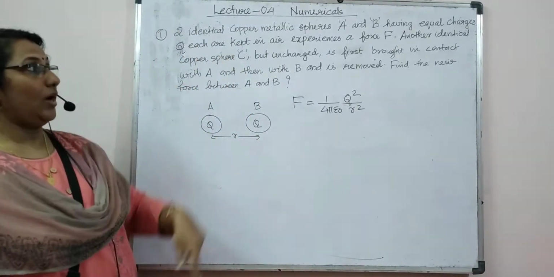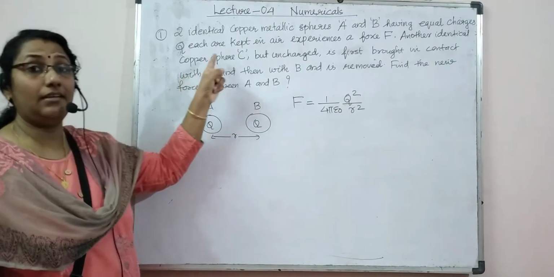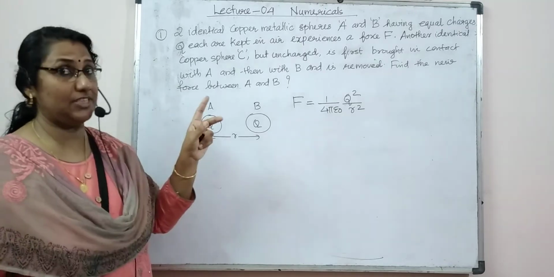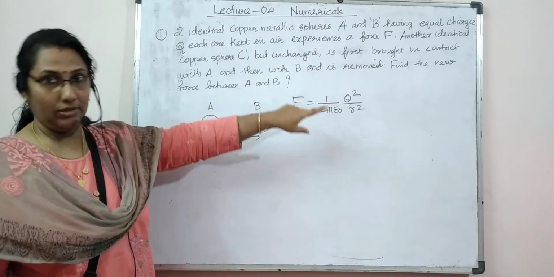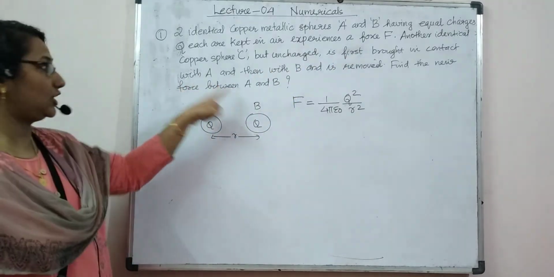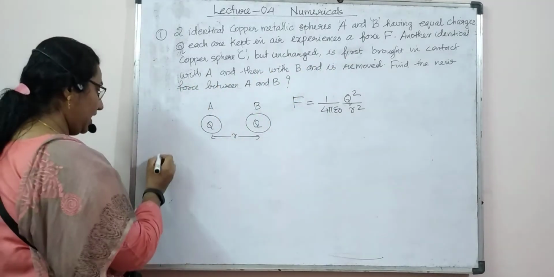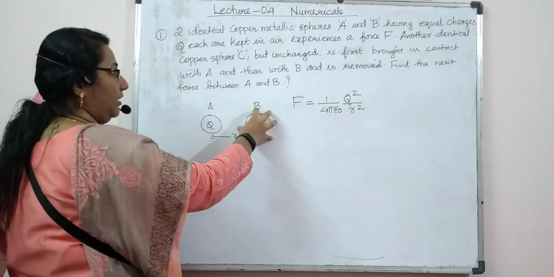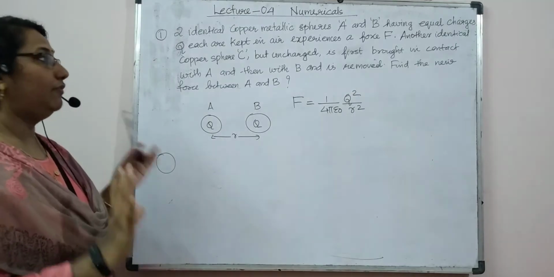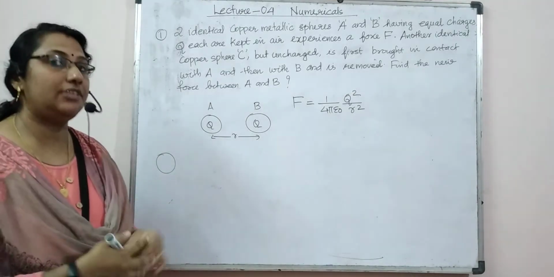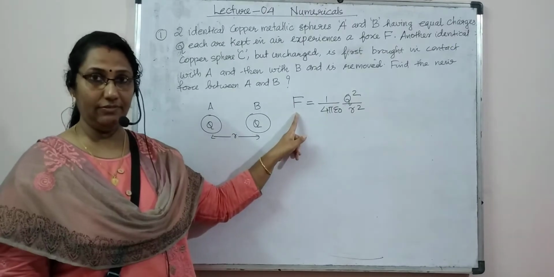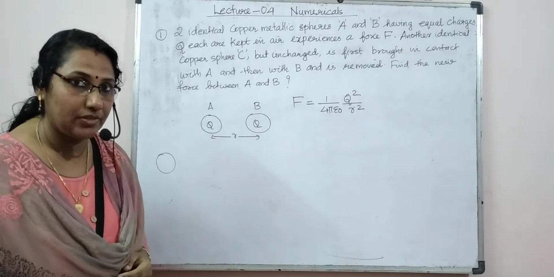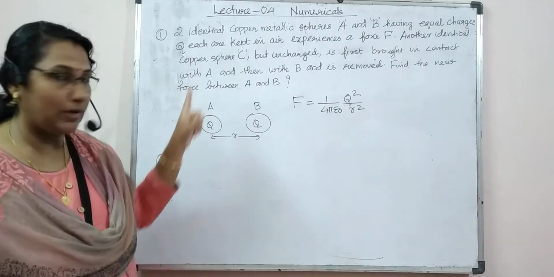Okay. Now, what happens? We have taken another identical copper sphere C, but uncharged. C is first brought in contact with A, then with B, and is removed. Find the new force between A and B. After this process, is there any change in the force F? If there is a change, what is the new force? This is the question.